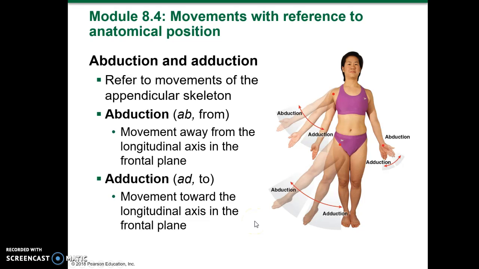Abduction and adduction. This is the movement of the appendicular skeleton. Abduction is moving away from the longitudinal axis in the frontal plane. So as you can see, moving your entire arm away from your body is abduction, but moving it back towards your body is adduction. Same thing with the leg. Moving the whole leg away is abduction, moving it back towards the middle, medial, adduction. You may want to think about this as if you move your arm towards your body or leg towards your body, you are adding it back to your body.